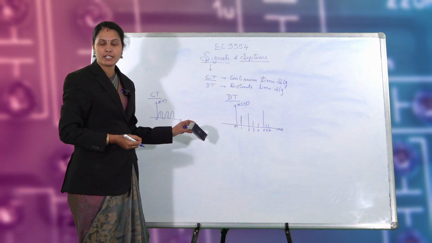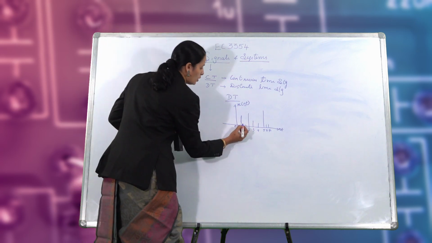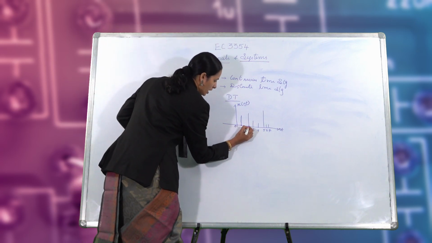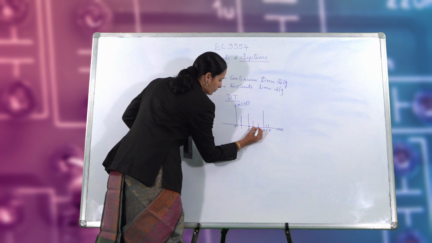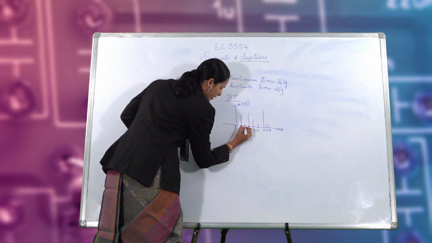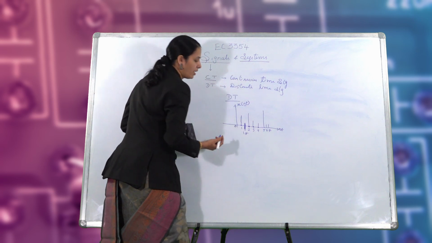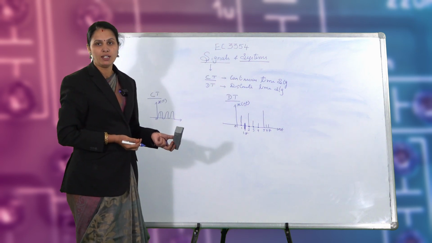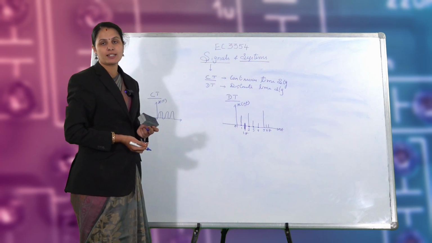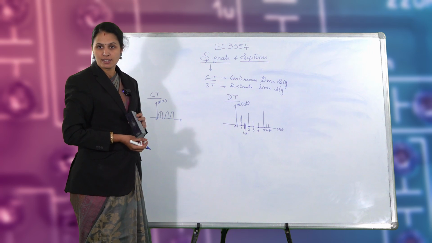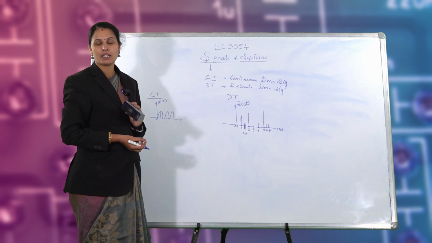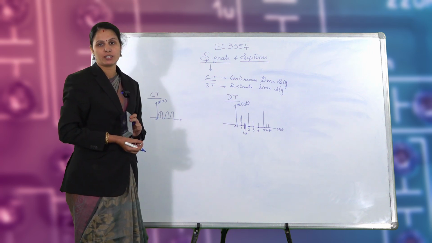Only at a particular time interval can we measure the signal: at 1, at 2, at 3, at 4, at 5. If we want to measure the value of the signal at 1.5, we can't measure it. So we call it a discontinuous signal. Only at particular points can we measure the signal.